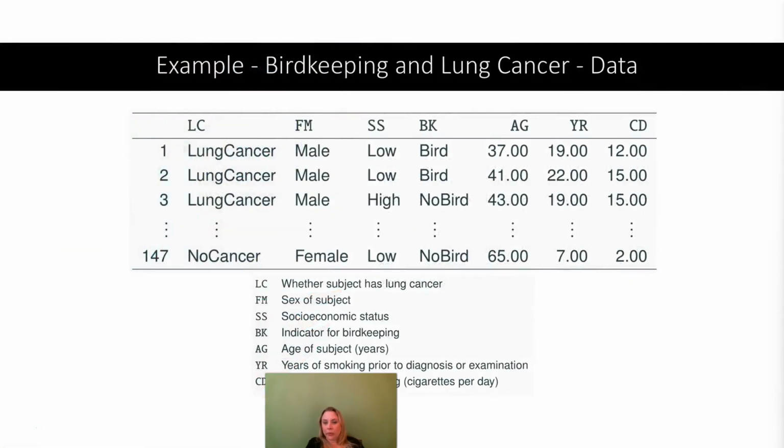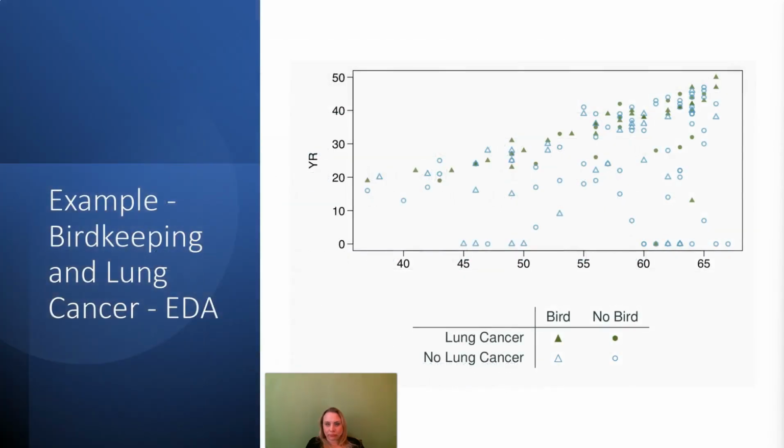Here would be a little bit of the information of what the data set would look like. We would have whether or not they had lung cancer, their gender, SS would be socioeconomic status. A lot of times you'll also see that as SES. BK is if they had bird keeping, age, years of smoking, and then also average rate of smoking. You would have that for all 147 observations. And then here we would have a visual representation of that data so that we can do a little bit of exploratory data analysis on it.